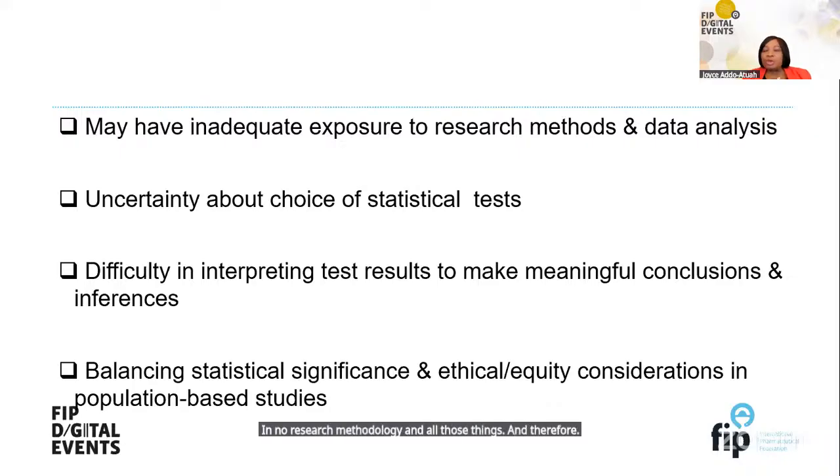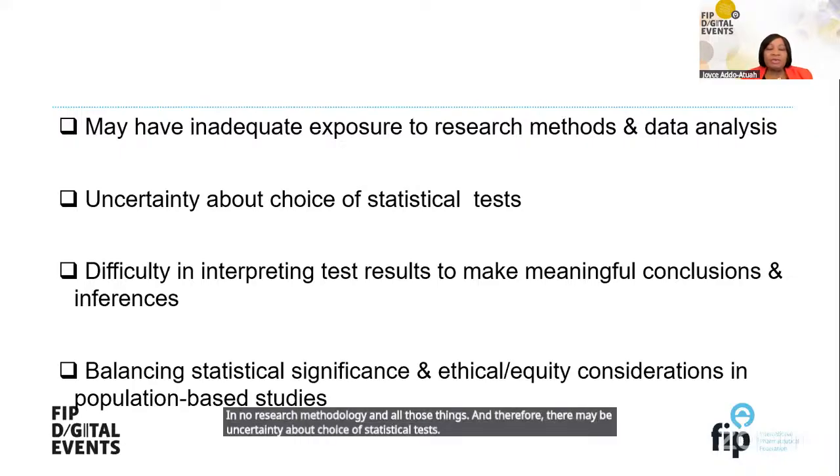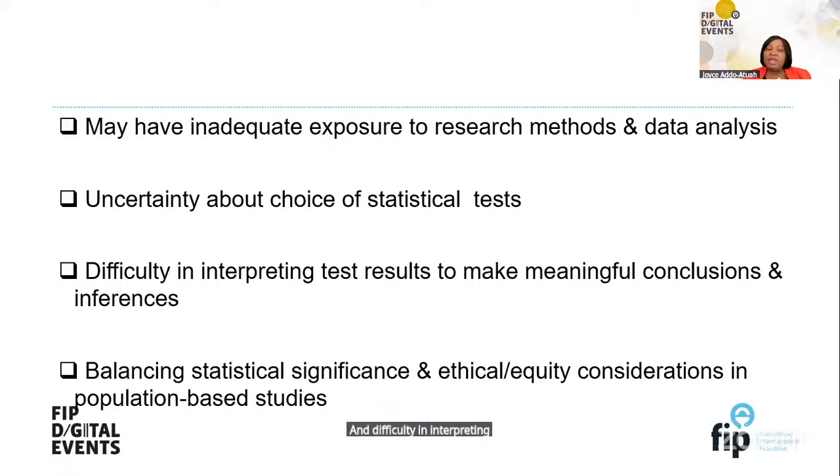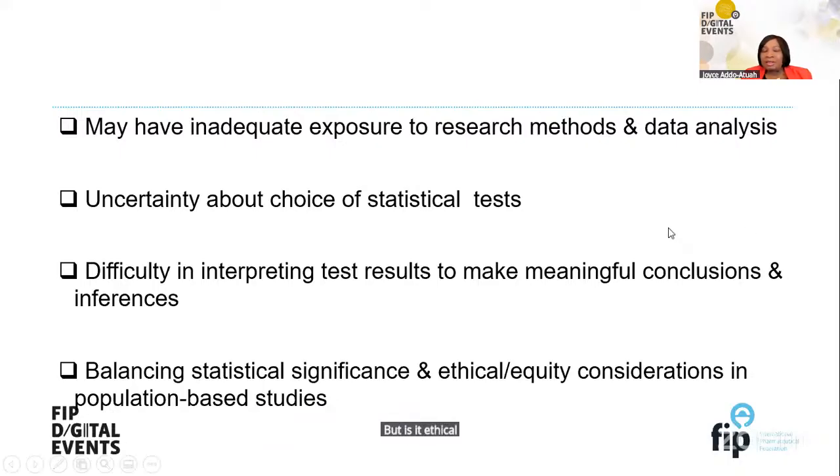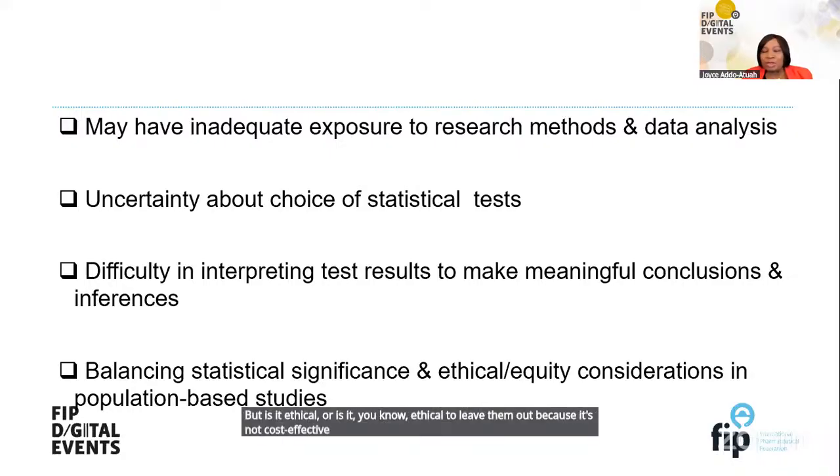And therefore, there may be uncertainty about choice of statistical tests, and difficulty in interpreting test results to make meaningful conclusions and inferences, and then balancing statistical significance with ethical and equity considerations in population-based studies. For example, you may find that using a certain medication is only cost-effective in the elderly, but is it ethical to leave them out because it's not cost-effective? That's what we are talking about here.